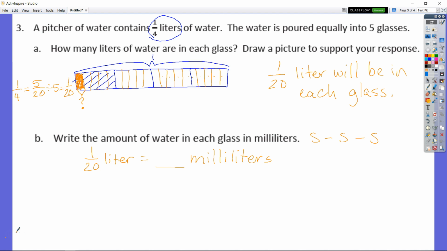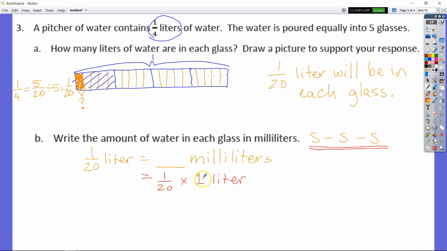Let's take a look at B here. It says, write the amount of water in each glass in milliliters. So we're going to use our 3 S's, which is to separate, substitute, and solve. Let's go ahead and do that. So we know that we're trying to find out how many milliliters are equal to 1/20 of a liter. So first thing we need to do is separate these two here. So we're going to say that this is equal to 1/20 times 1 liter. 1/20 of a liter is equal to 1/20 times 1 liter.